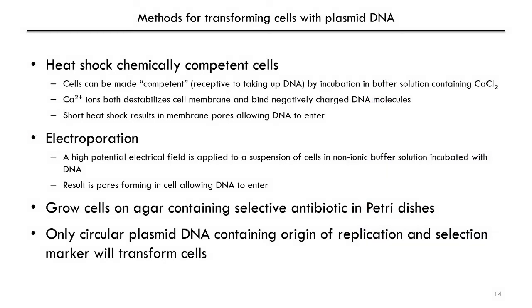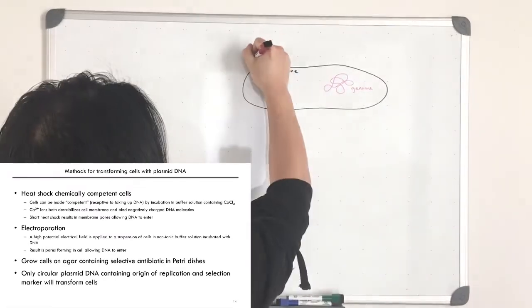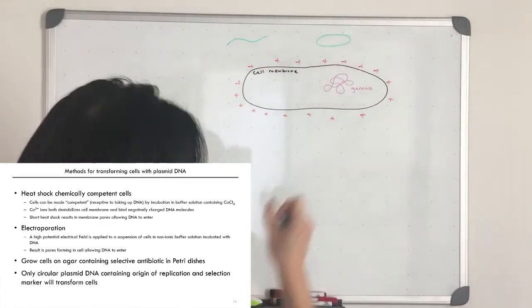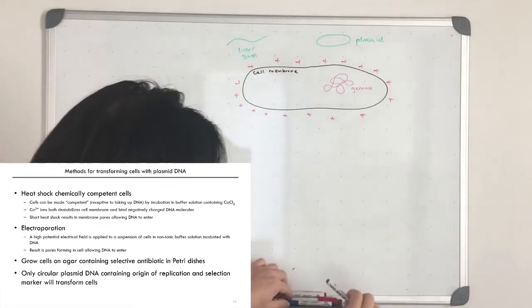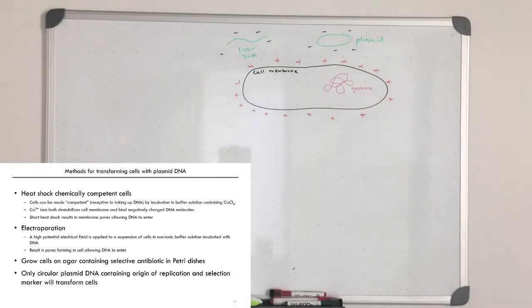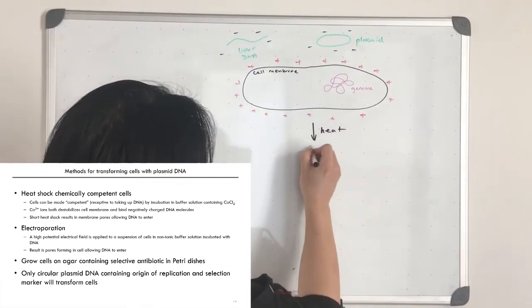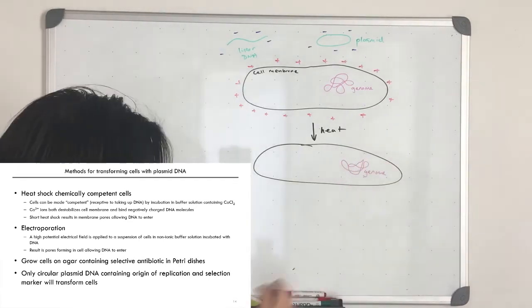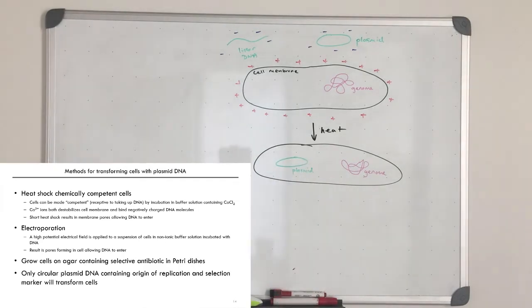For heat shock, cells can be made receptive to taking up DNA by chemical treatment. We call these cells competent since they are able to take up DNA. Cells can be made competent by incubating them in a buffer solution containing calcium chloride. Calcium ions bind and destabilize the cell membrane, and also the positive charge attracts negatively charged DNA molecules, and by doing a short incubation, heating at 42 degrees Celsius or so, that causes a disruption in the cell membrane and allows DNA to go in. This is how heat shock transformation of chemically competent cells works.